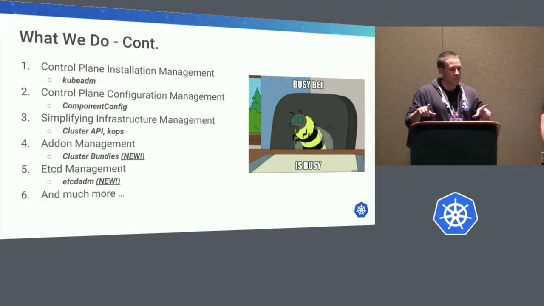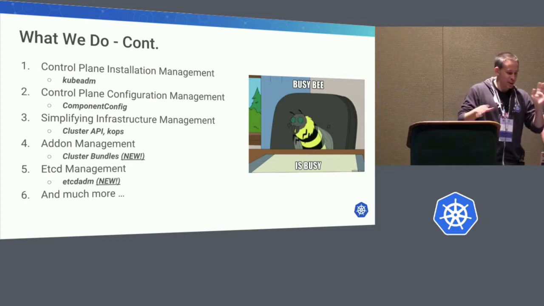So at the base layer for deploying your control plane, there's kubeadm. For configuring your components, we are working on a proposal, and Lucas will talk about it a little bit later about component config. For simplifying infrastructure deployment, there's Cluster API, and there's also other installers like kops. For add-on management, Justin can talk about bundles. And etcd management, Justin can also talk about etcdadm, and much, much more, right?